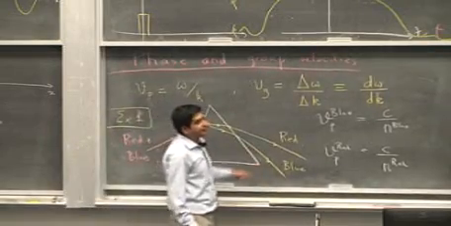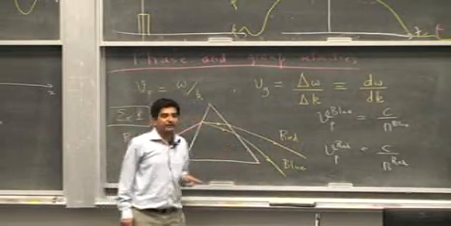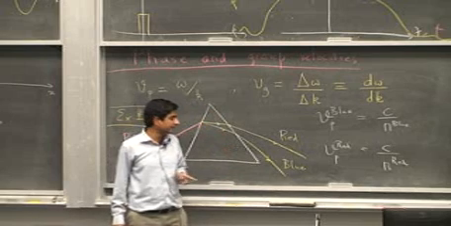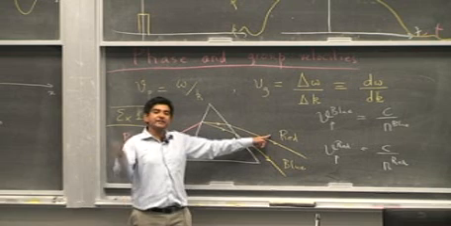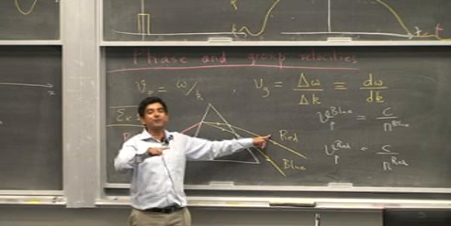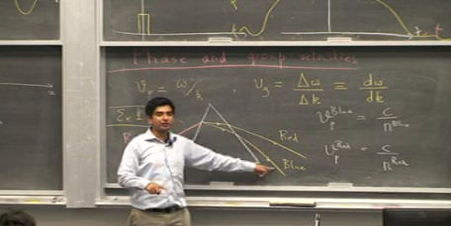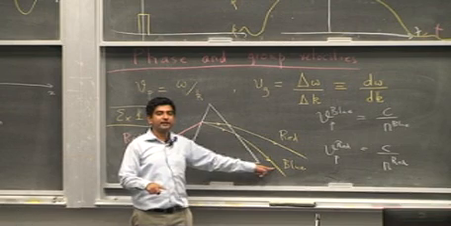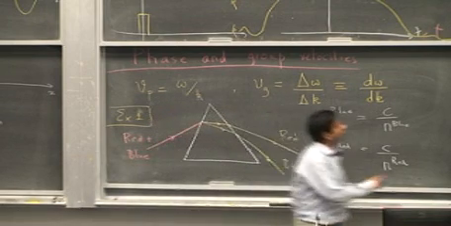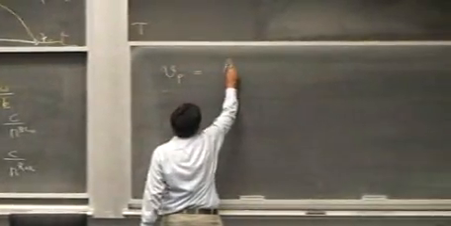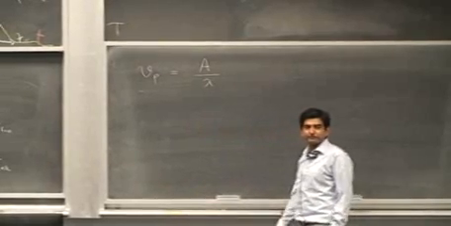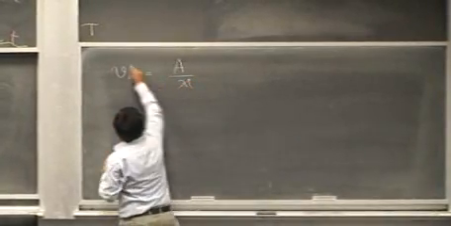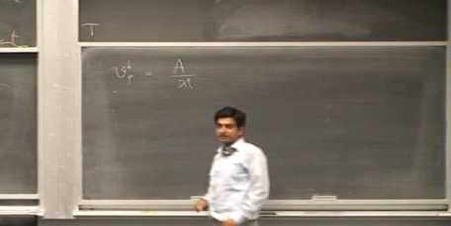And which one of these has the longer wavelength? The red has the longer wavelength. So the phase velocity is inversely proportional to the wavelength. This has a shorter wavelength, a higher frequency, it has a higher velocity. So the phase velocity is given by some constant divided by the wavelength. Okay? Higher the wavelength, smaller will be the velocity.